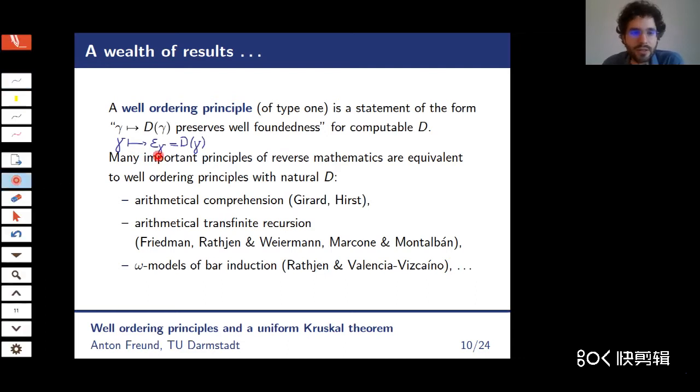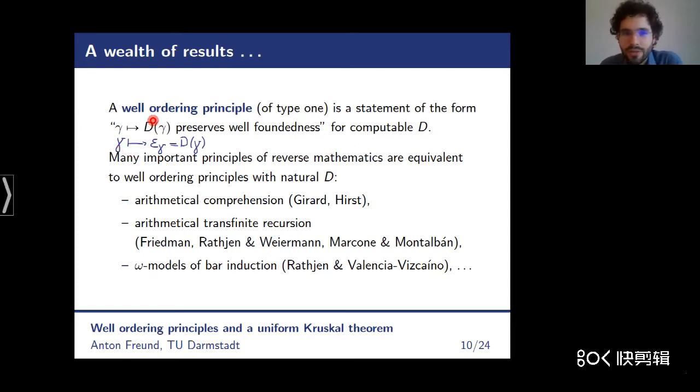But now, in addition to this specific transformation gamma to epsilon gamma, you can well consider many other such transformations, many other well-ordering principles. And there have been equivalences between this type of well-ordering principles for very natural transformations d, and important set existence axioms from reverse mathematics. So I just want to name them. The first of these is arithmetical comprehension is equivalent to a well-ordering principle. That's the first result in that direction. It's due to Girard and Hirst.